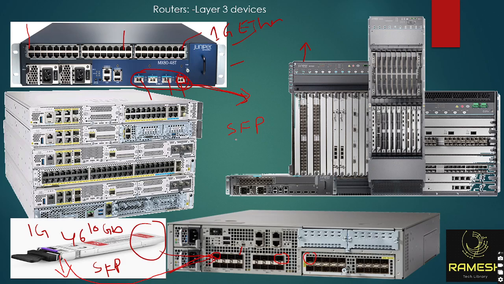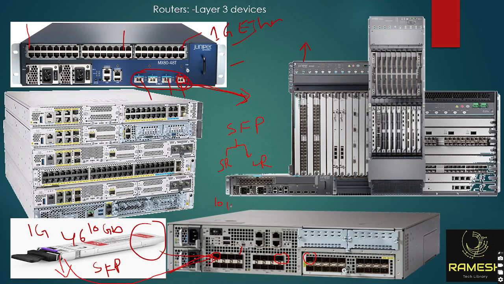So SFPs are of two types: short range and long range. What is meant by short range and long range? Short range means within 10 kilometers.